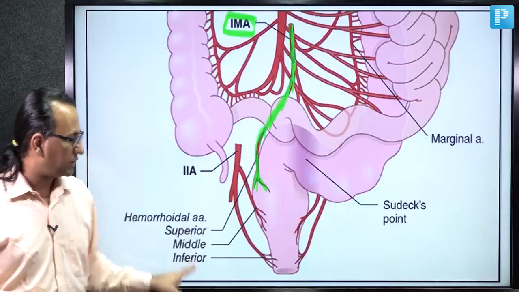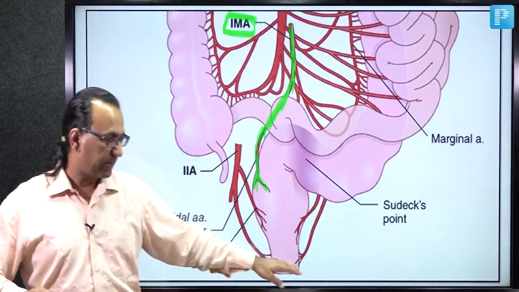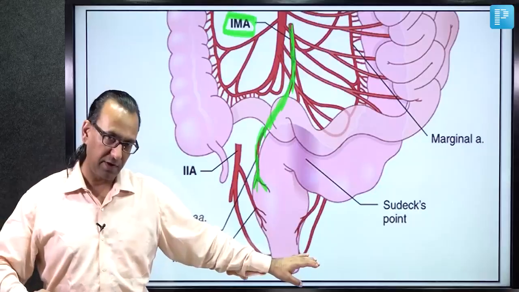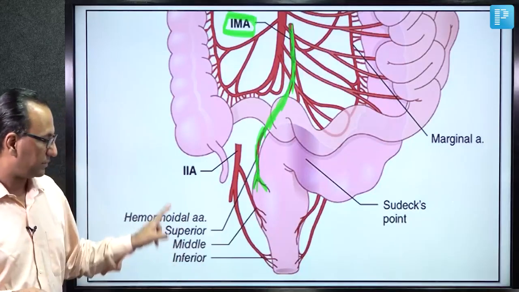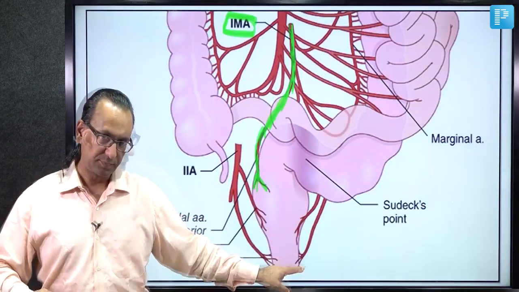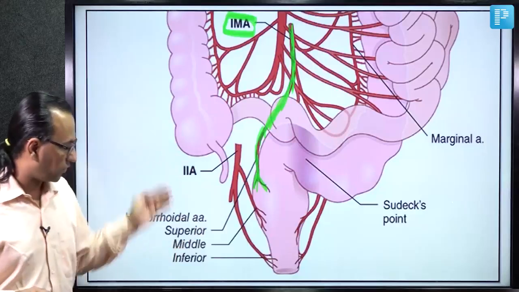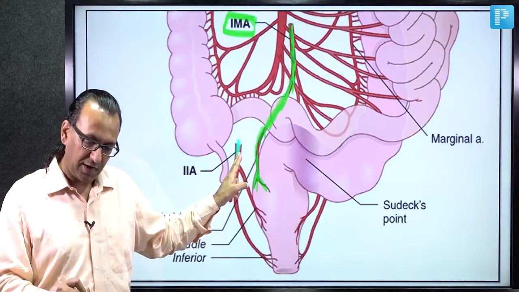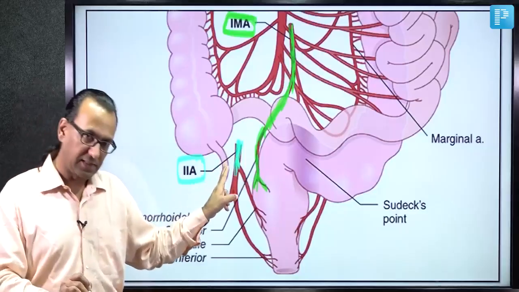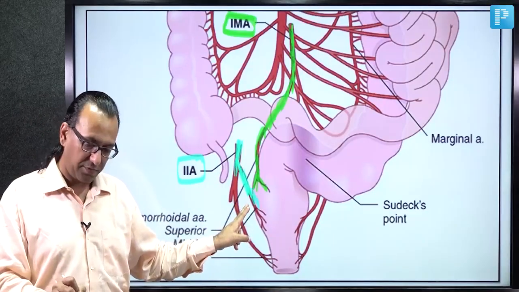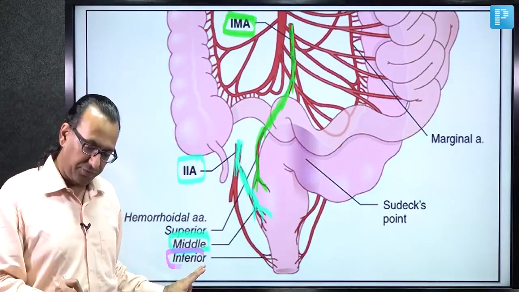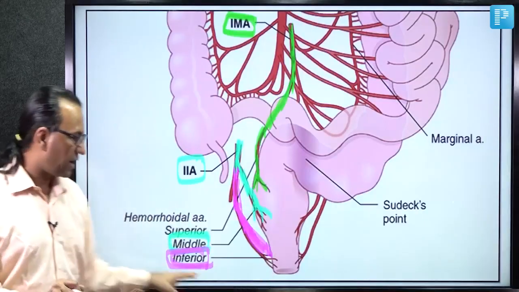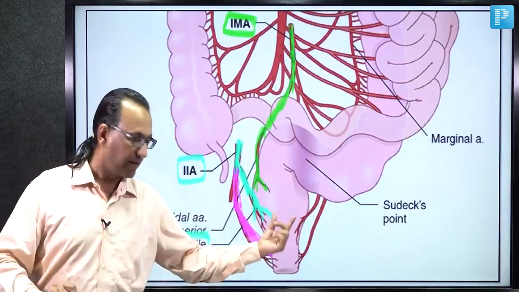Though if you say hemorrhoids, it should be veins, but there is a school of thought that the hemorrhoids are actually having arterial blood as well, along with the veins. Before we talk about the veins, let us focus upon the arteries. As you will notice, we have this internal iliac artery. An internal iliac artery is giving us the middle rectal artery, and it is also giving inferior rectal artery. So, you know, the rectum is being supplied by three arteries, and we can magnify that area now.